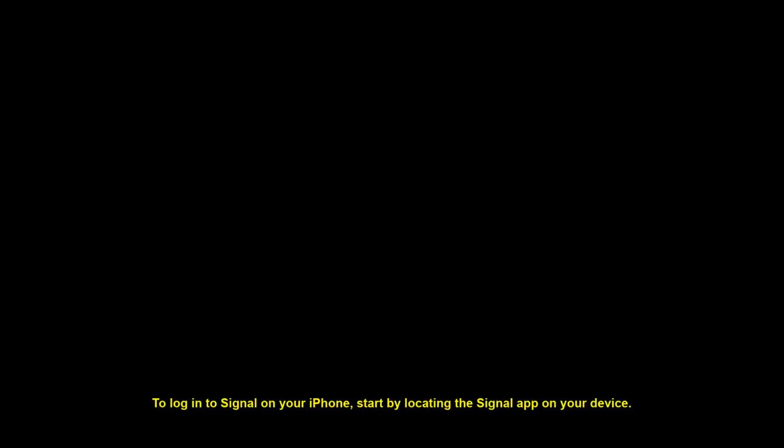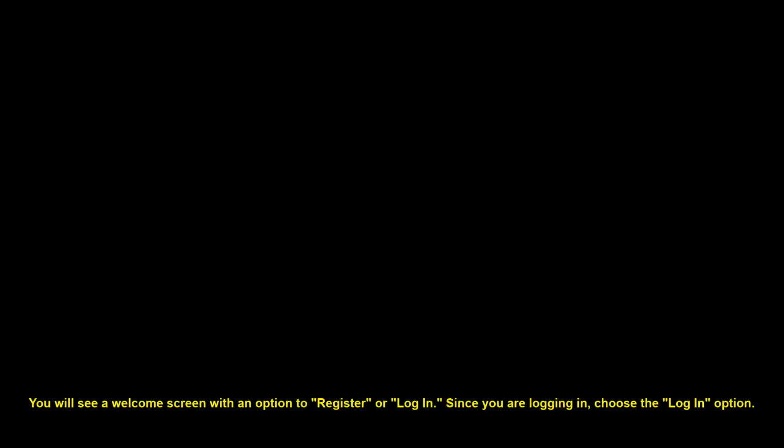To log into Signal on your iPhone, start by locating the Signal app on your device. If you haven't already installed it, visit the App Store and download Signal. Once the app is downloaded, tap to open Signal. You will see a welcome screen with an option to register or log in.